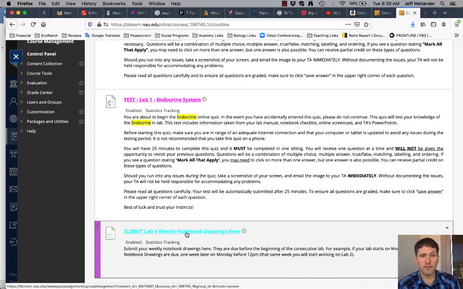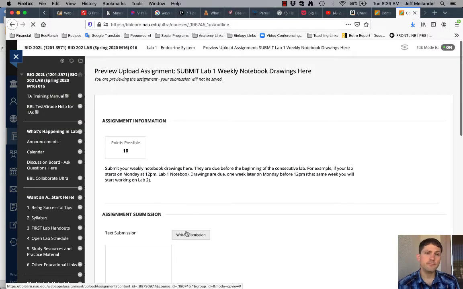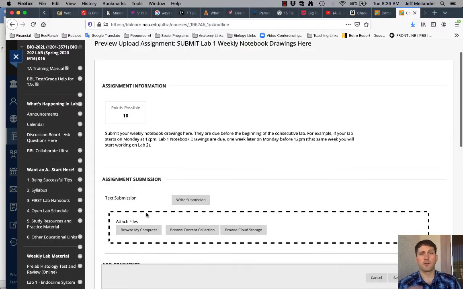Okay, last is the spot where they're going to submit their notebook drawings. And again, they're going to print out that notebook checklist. They're going to make their drawings. They're going to take photos of those drawings, compile it into a single PDF, and they're going to upload it here each week.